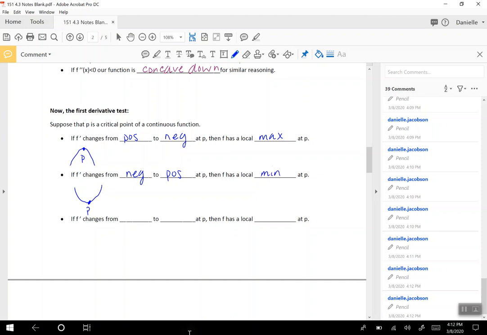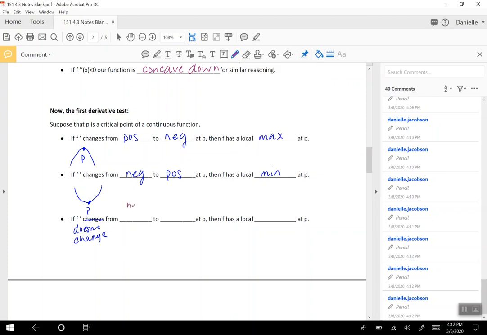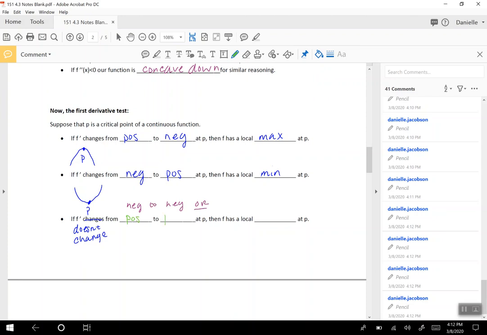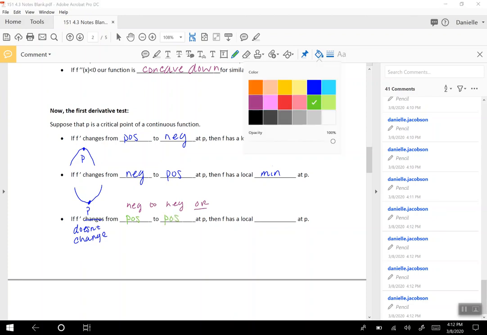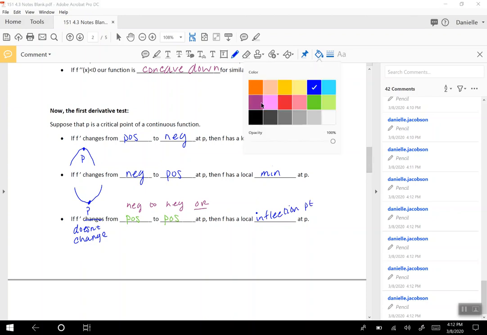All right, finally, this should say if f prime doesn't change, meaning it goes from negative to negative, or from positive to positive, we actually have what we've talked about as an inflection point. Right, so let's take a look at this visually.